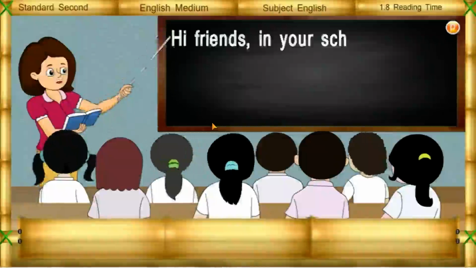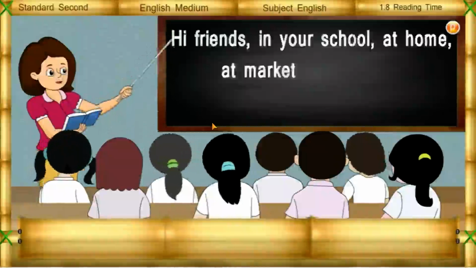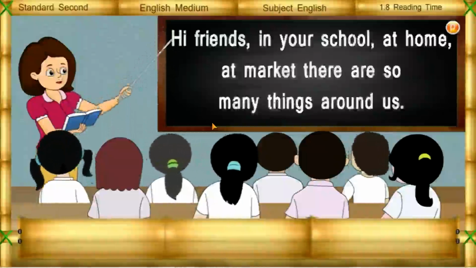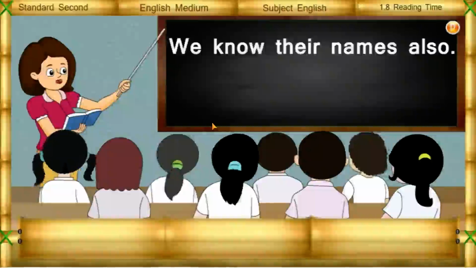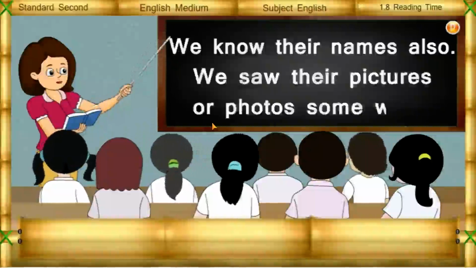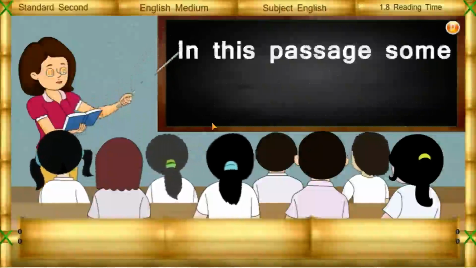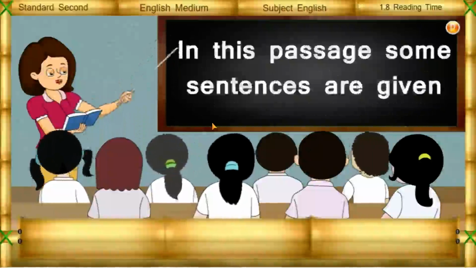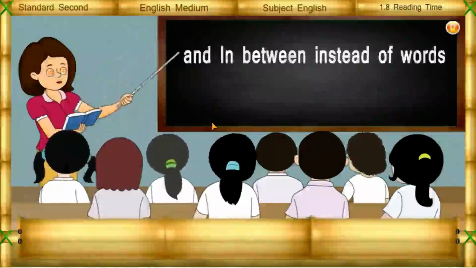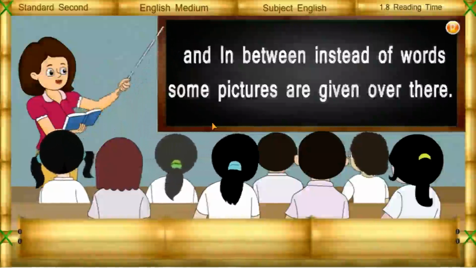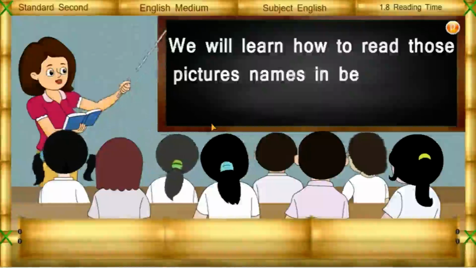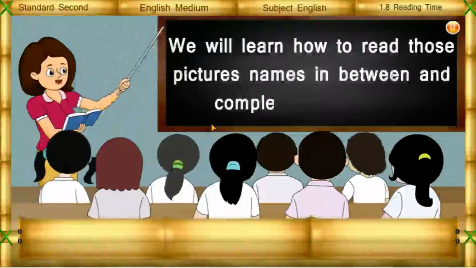Hi friends, in your school, at home, at market, there are so many things around us. We know their names also. We saw their pictures or photos somewhere. In this passage, some sentences are given and in between, instead of words, some pictures are given over there. We'll learn how to read those picture names in between and complete the sentence.